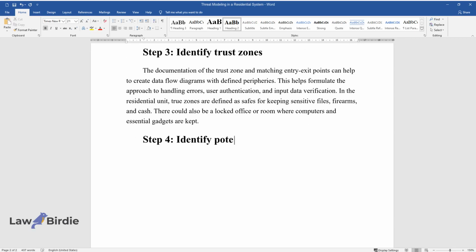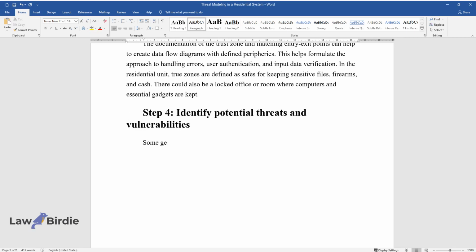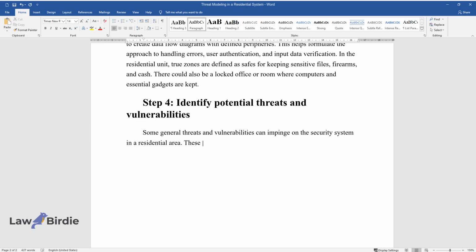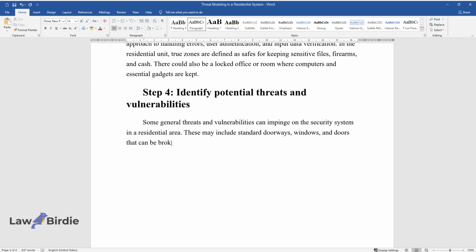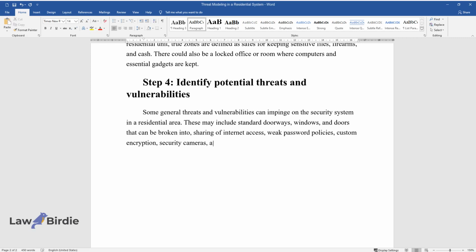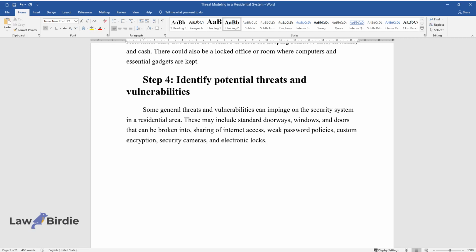Step 4. Identify potential threats and vulnerabilities. Some general threats and vulnerabilities can impinge on the security system in a residential area. These may include standard doorways, windows, and doors that can be broken into, sharing of internet access, weak password policies, custom encryption, security cameras, and electronic locks.